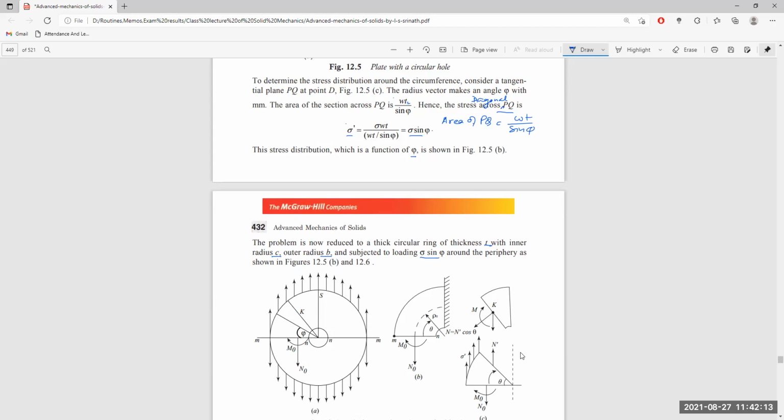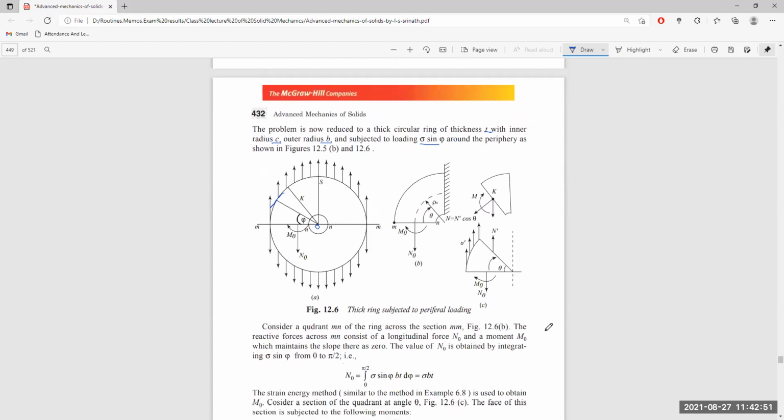Here we are drawing a diameter from the center O, and it intersects the external circle here. If we draw a triangle, this radius vector has an inclination equal to phi, and so any stress acting over this particular tangent is equal to sigma sin phi, where phi is the inclination angle of the diameter itself.